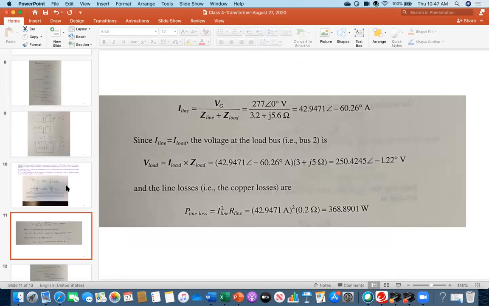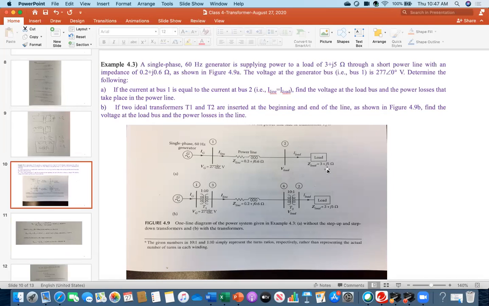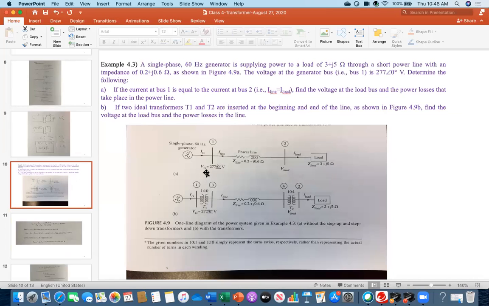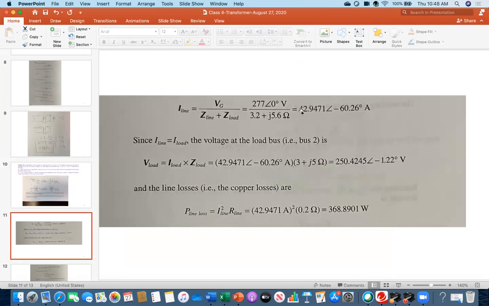So therefore in the problem, this was the Z load, 3 plus j5, and this is the Z line. So without a calculator you can sum. So 3.2, and then the j part is 5.6. That's why this one is 3.2 plus j5.6, and this Vg was given. This Vg value was 277 angle 0 degrees volts. That is your Vg. So the result is expressed in polar form.